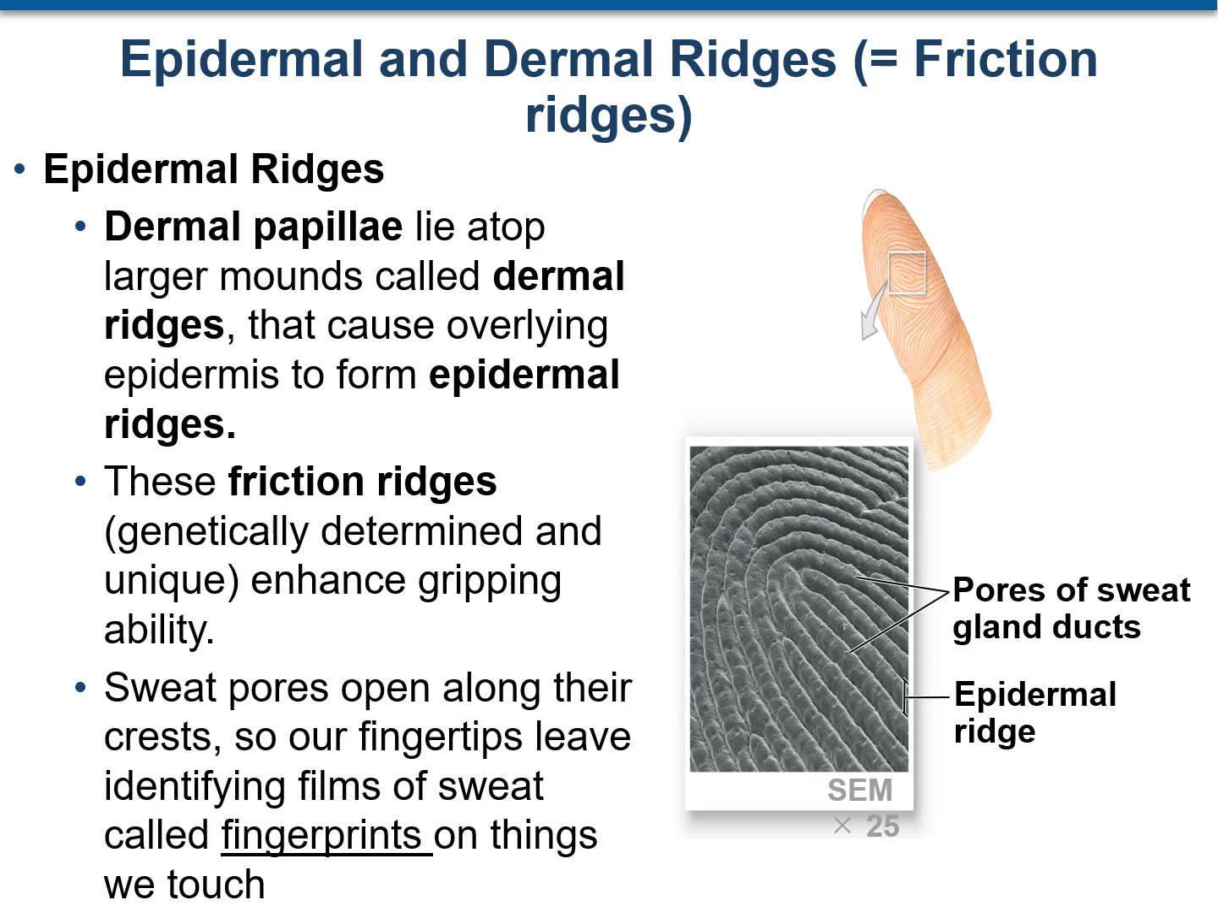So what happens is the sweat gland duct opens, it goes up and it opens along the crests of the epidermal ridges. So whenever a person sweats and then you touch something, you leave a thin film of sweat on that object. And this thin film of sweat is known as the fingerprint. And we all have our individual fingerprints because the friction ridges can be loops and whorls, and we have this unique combination of friction ridges.